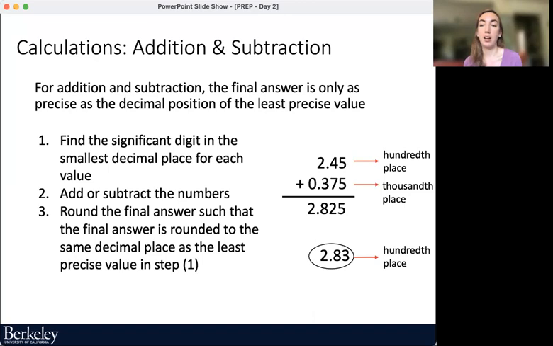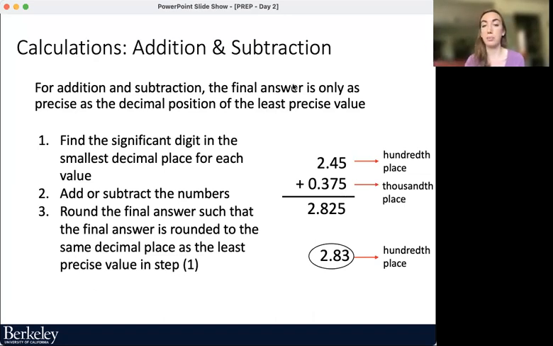I don't understand the addition portion. Because usually you align the decimals and then just fill in the rest, right? Yeah, so the addition part is not changing at all. All I've done here is take 2.45 plus 0.375. You're going to do the actual math exactly how you're used to.